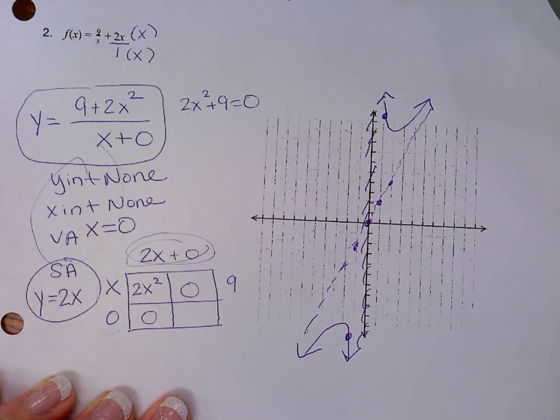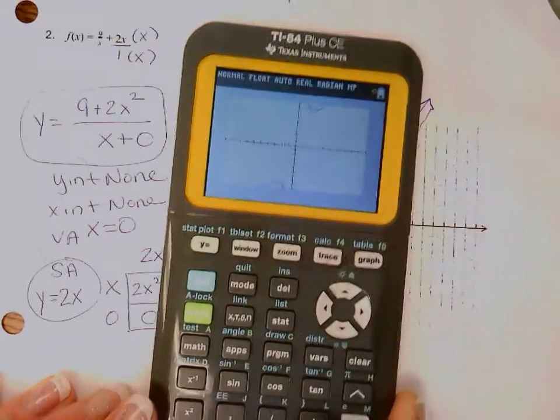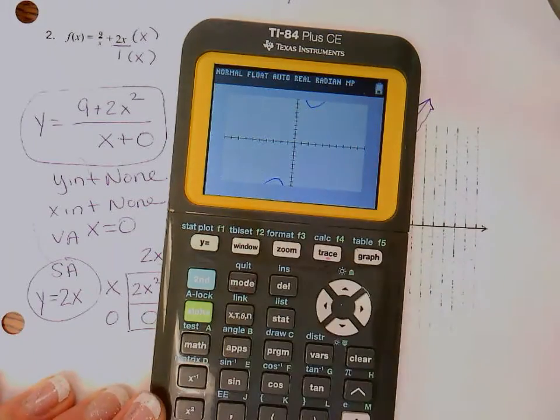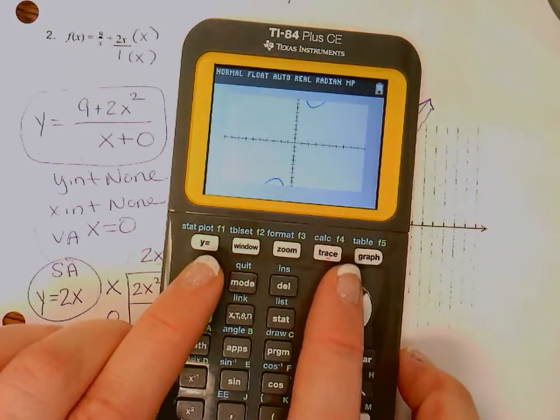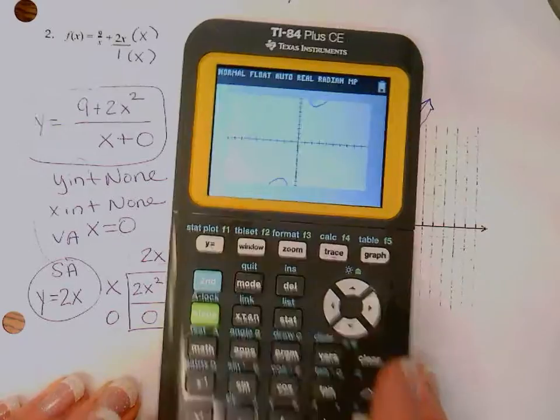Let's just double check on the calculator so I don't lead you astray. But it was 9 divided by x plus 2x. Oh, I got to zoom out on my window. Oh, you can kind of see it. So you can see those little loops kind of up in the top and bottom. So does that look about right?